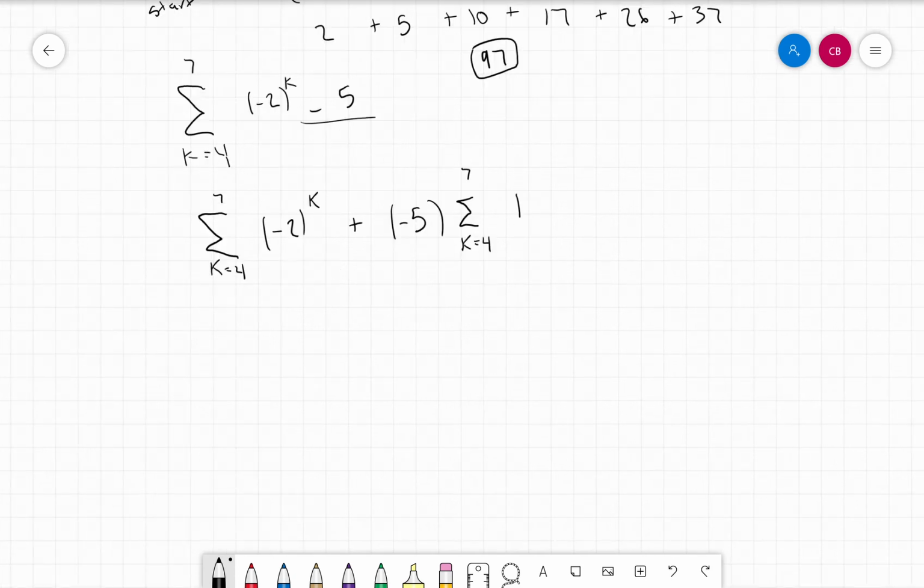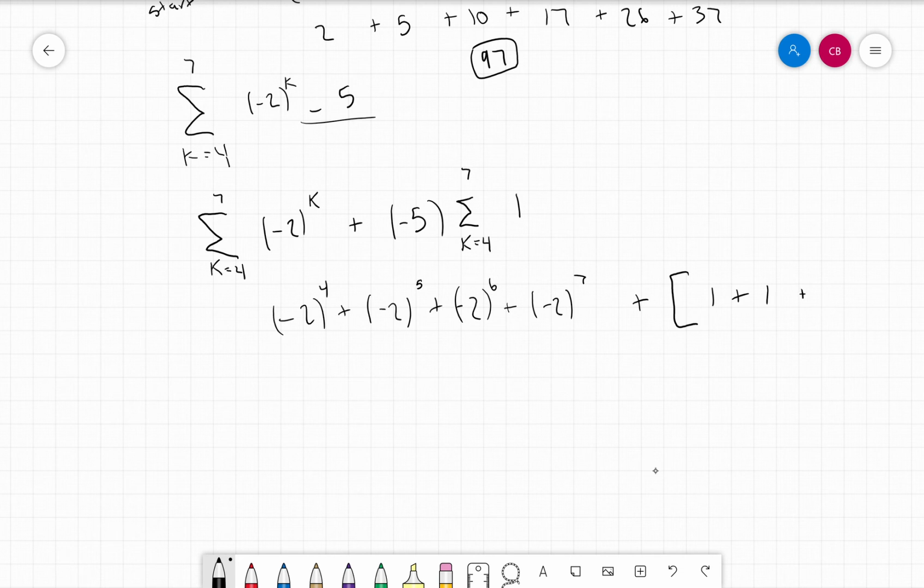To do this, we're going to do negative 2 to the 4th, plus negative 2 to the 5th, plus negative 2 to the 6th, plus negative 2 to the 7th. And at the same time, we're going to add 1 plus 1 plus 1 plus 1. There are 4 different ones, from 4 to 7. So we're going to add that 4 times, but multiply that by negative 5.